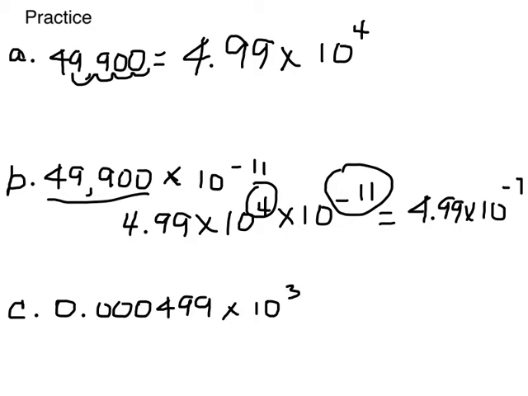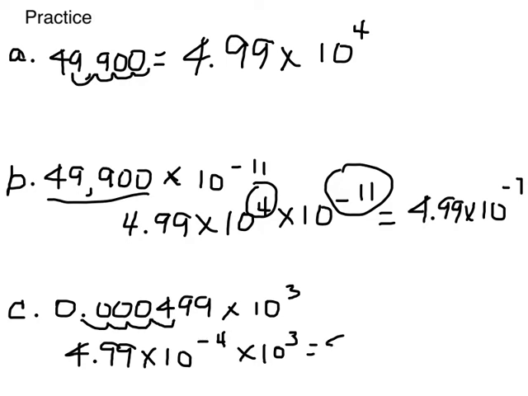And then finally, here, we're going to move it right, I'm sorry, so we're going to have a negative exponent, so let's see, 1, 2, 3, 4. We need to move it 4 places, so 4.99 times 10 to the negative fourth times 10 to the third would equal 4.99 times 10 to the negative 1.